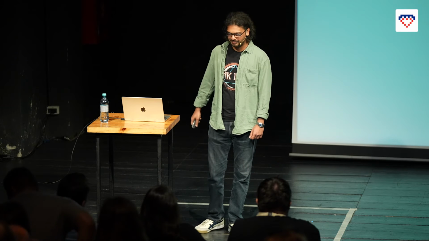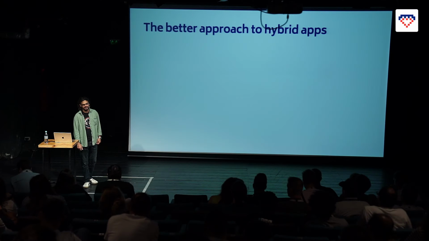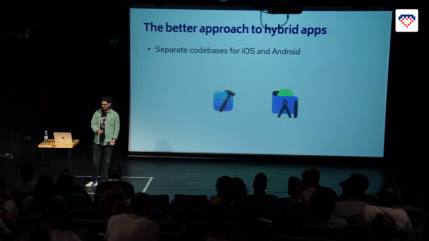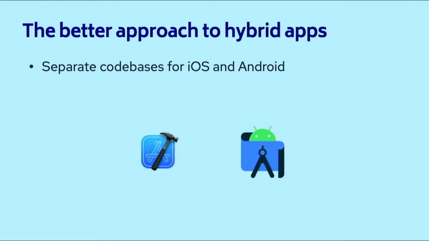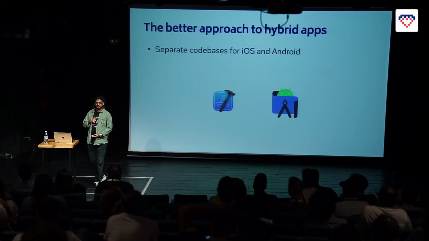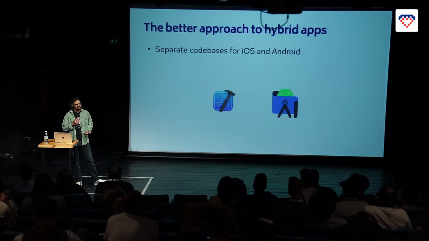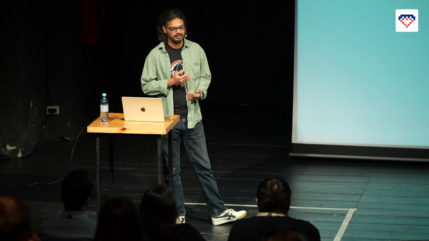Okay, enough preamble. Let's talk about how we can do this. Well, the first thing is separate code bases. I said earlier, shared code bases don't work. Separate code bases, use Xcode, use Android Studio. We build a fully native skeleton of the app. And in that skeleton, we render web content. So this is kind of what it looks like.